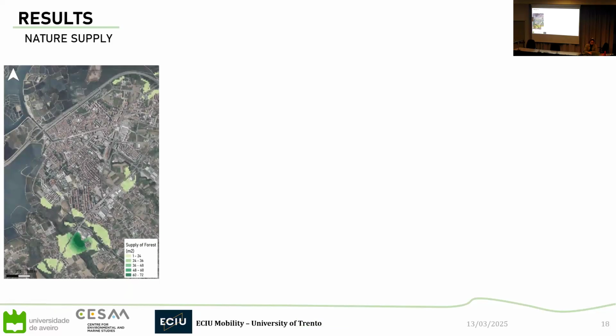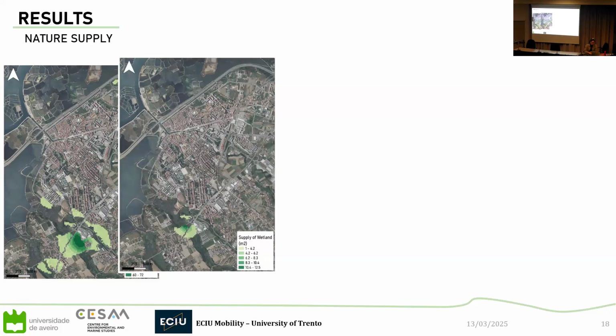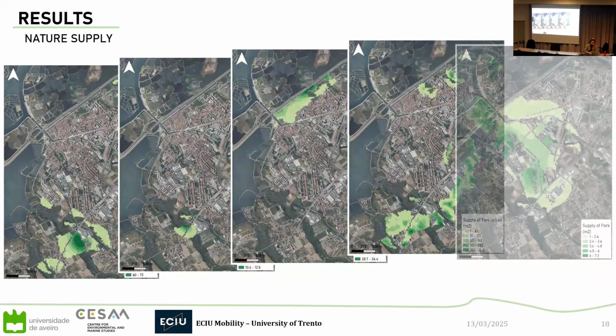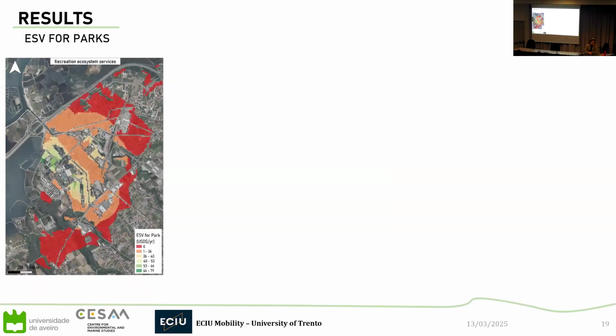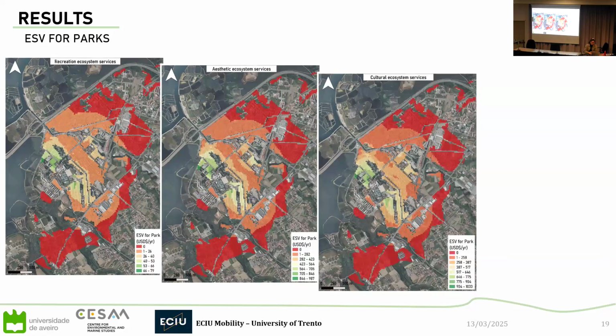And here I will show you some results about the nature supply output for each of the nature classes we assess: forest, wetland, water, peri-urban, and parks. And all these values are supplied per capita in square meter per pixel. And here are some results for the economic assessment. So it's the ecosystem services values for recreational, aesthetic, and cultural heritage.